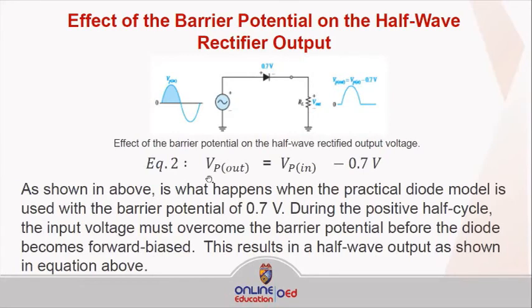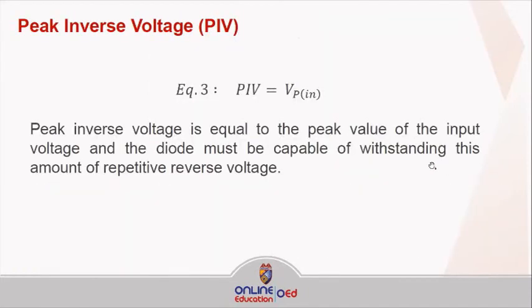Okay, then the equation for the peak output voltage is equivalent to the input peak voltage minus the barrier potential of 0.70 volts. Okay, that is the effect of the barrier potential on the half-wave rectified output voltage. Now we will discuss the peak inverse voltage or yung tinatawag nating PIV. PIV is equivalent to the input peak voltage. Equal lang silang dalawa. Okay, let's discuss.